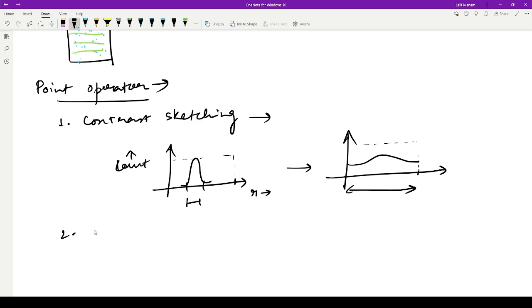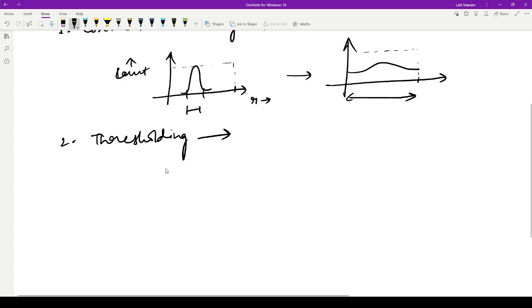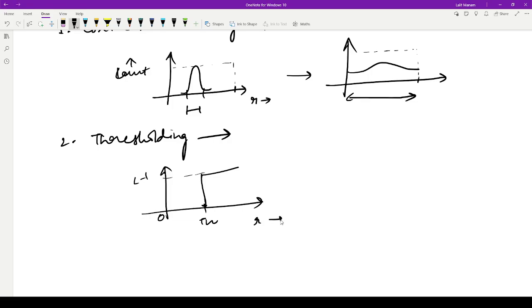And then someone said thresholding. What is thresholding? It is a cutoff intensity value below which we map everything to zero, and above which we map it to the maximum value, L minus one. Yeah, that's it. So why do we need thresholding? Any guesses? Or any simple example?